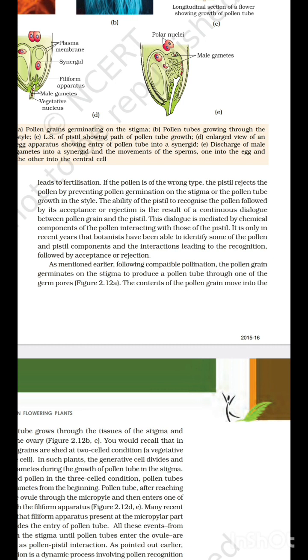The ability of the pistil to recognize pollen followed by its acceptance or rejection is the result of a continuous dialogue between pollen grain and pistil. This dialogue is mediated by chemical components of the pollen interacting with those of the pistil. It is only in recent years that botanists have been able to identify some pollen pistil components and interactions leading to recognition followed by acceptance or rejection.